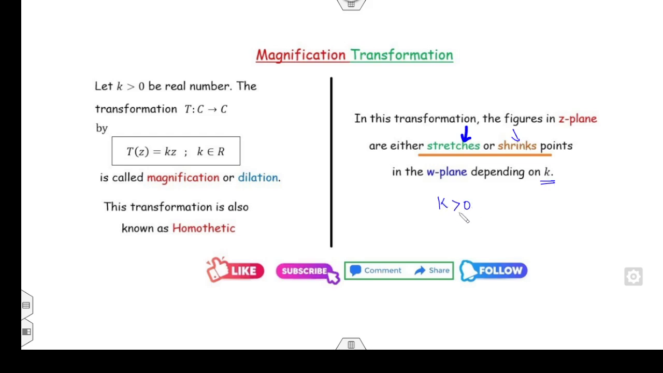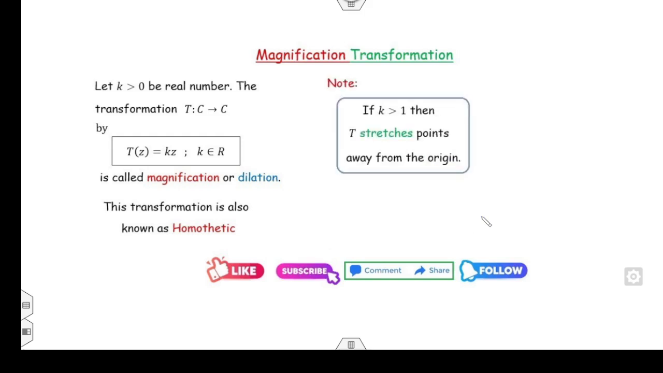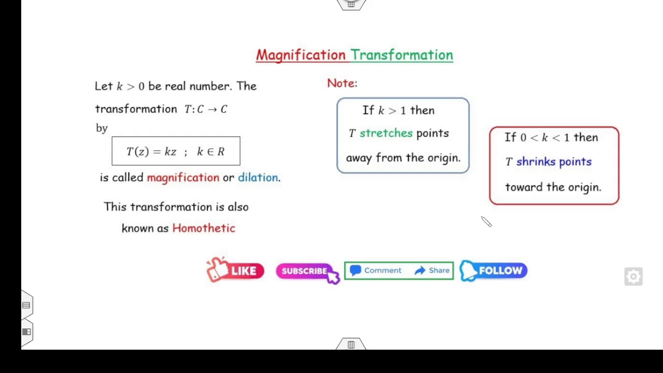That means whether K is positive, greater than 1, or less than 1. Whenever K is greater than 1, we stretch the points, and whenever K lies between 0 and 1, it will shrink the points. In both cases, whether it is a shrink or a stretch, we call the concept dilation.